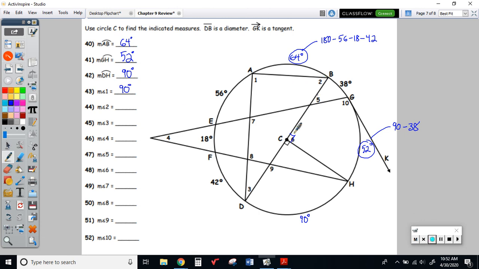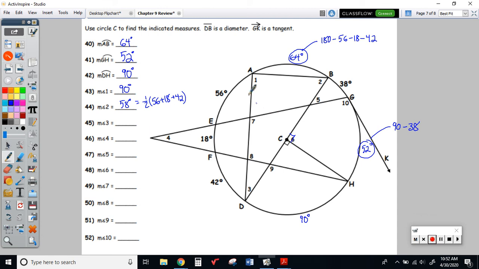Angle 2, it looks like the measure of angle 2 is intercepting this arc right here, 42, 18, and 56 put together, and it's an inscribed angle. So it would be 1/2 of the sum of those arcs, 1/2 of 56 plus 18 plus 42. Looks like that would be 1/2 of 116, and 1/2 of 116 is 58. So we'd have 58 degrees for that one.